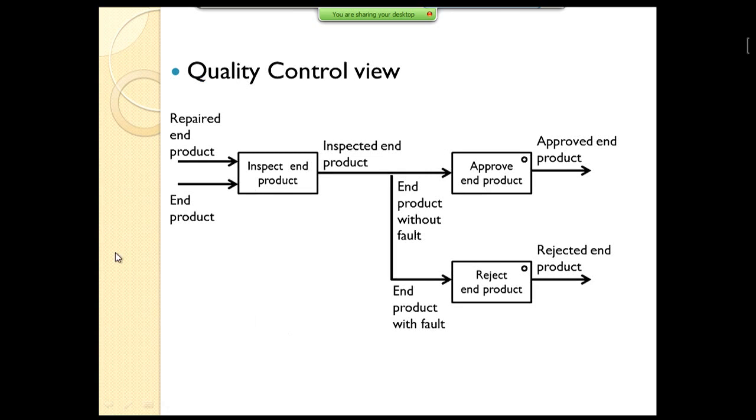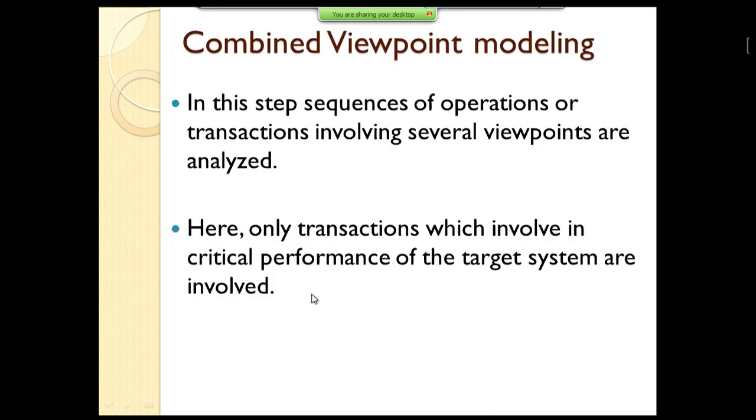We even have another view, which is the quality control view. You can see here the repaired end product and the end product are sent for inspection, and once the inspection output is produced, whichever is without fault is approved as an end product, and whichever has a fault is sent to reject end product. You can see that these methods occur simultaneously, and hence they are mutually exclusive. It is represented by a circle at the top right corner of the box.